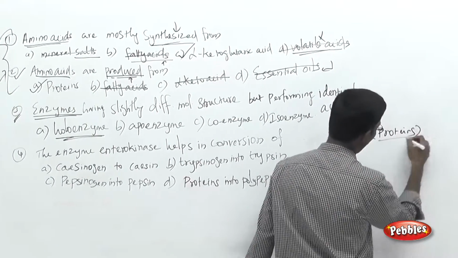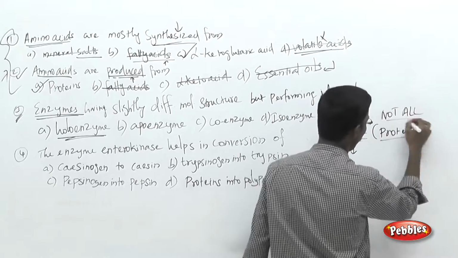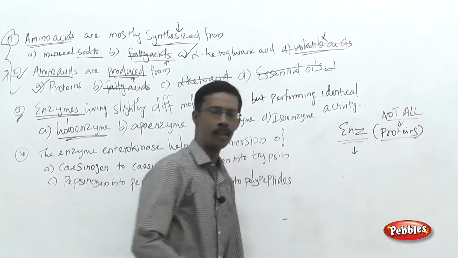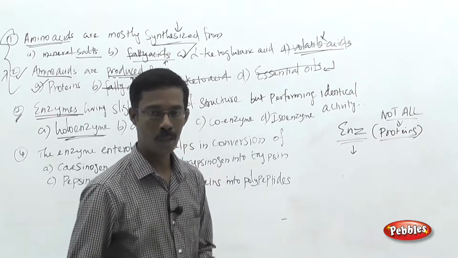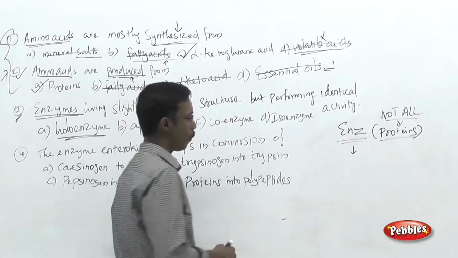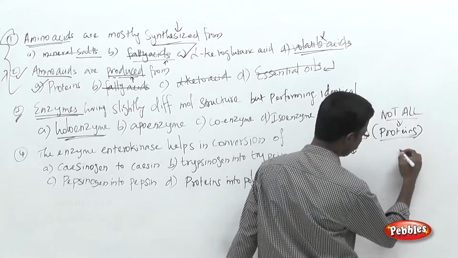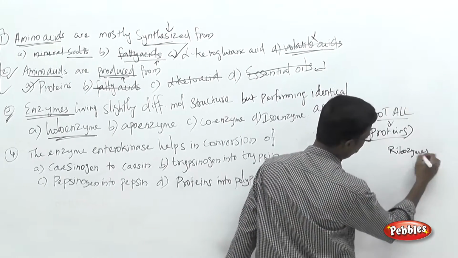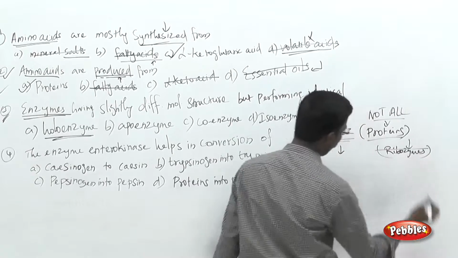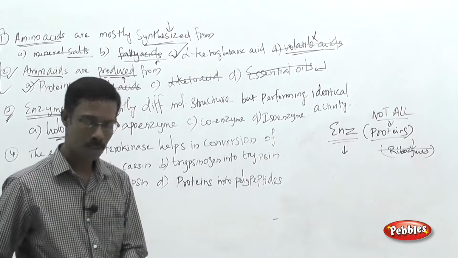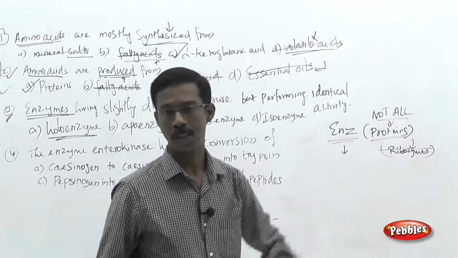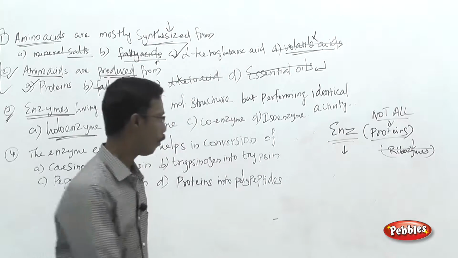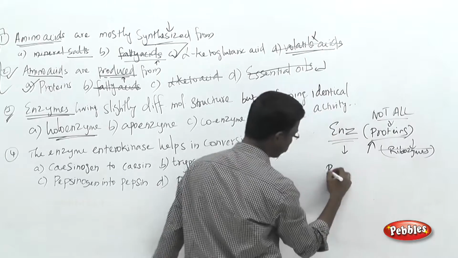Just remember, not all. There are some nucleic acids that can act as an enzyme, but 99% of enzymes are proteins, apart from the ribozymes. So apart from these ribozymes, most of the enzymes are made up of proteins. That means they are made up of amino acid polymers, polypeptides.